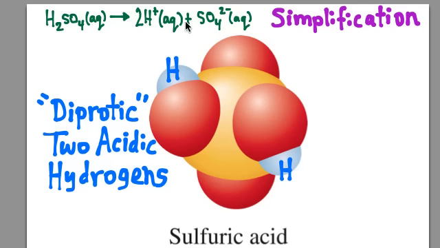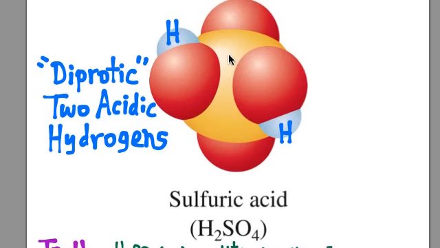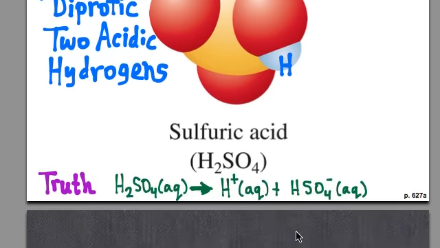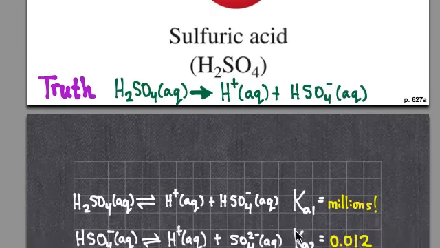So this is a simplification. If I say that both H's come apart from the sulfate straight away in one step, not so much. The truth is that one of the hydrogens comes off totally, and that second hydrogen is somewhat of a weak acid hydrogen. We can look at the constants if you want.